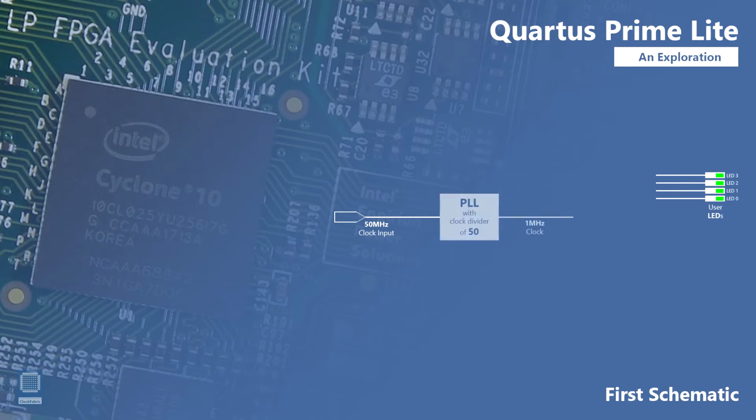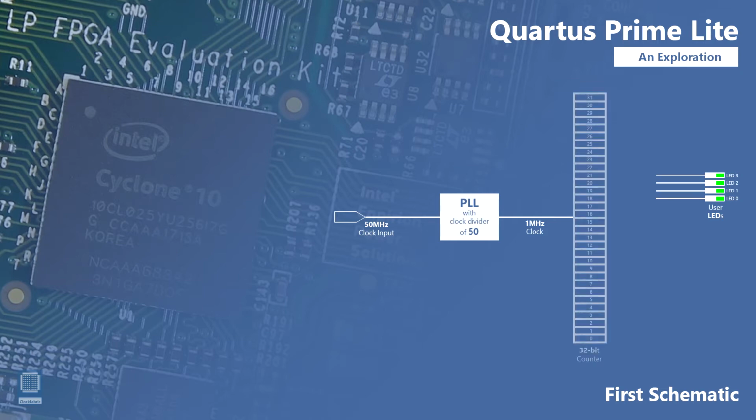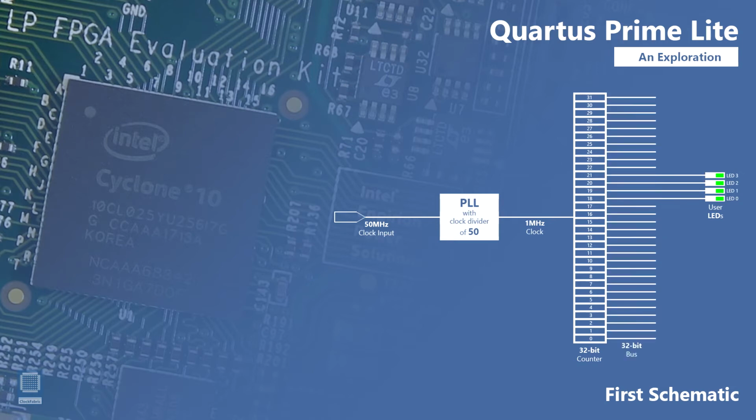We will then import a PLL from our IP catalog to divide our 50 MHz clock by 50 and generate a clock signal of 1 MHz. That 1 MHz clock will then be fed into a 32-bit counter, which can also be imported from the IP catalog. We'll then connect a 32-bit bus to those counter bits. Finally, we will connect the LEDs to selected pins from within the bus. But since the LEDs are inverse logic, meaning they glow when the logic is low, let's just add a NOT gate between the bus pins and the LEDs so that they will glow when the bit is high.